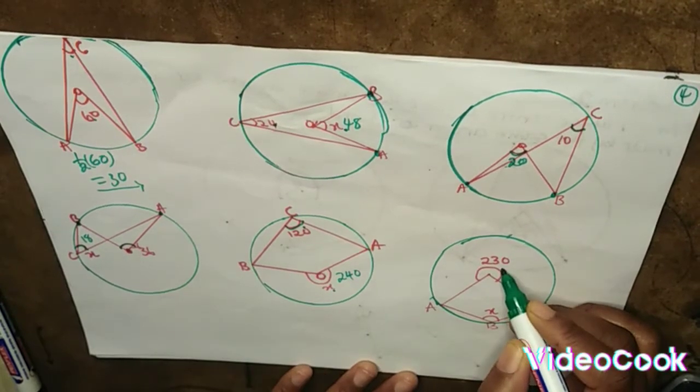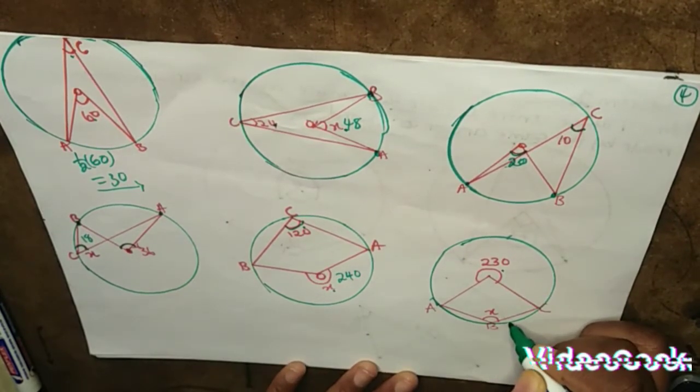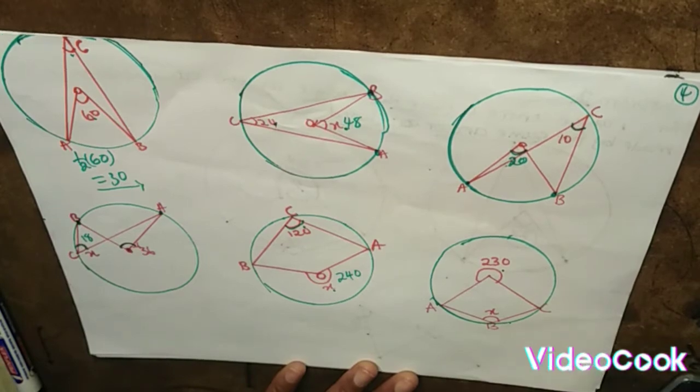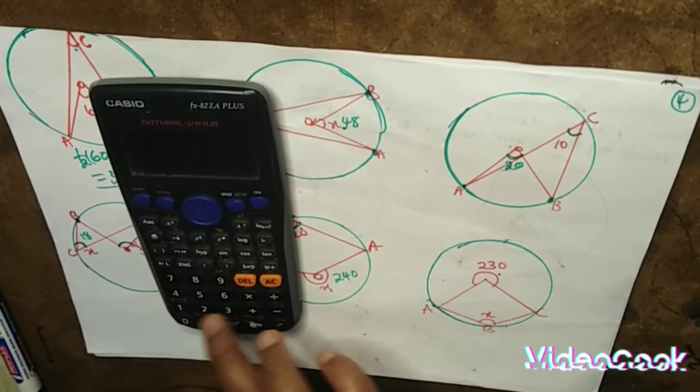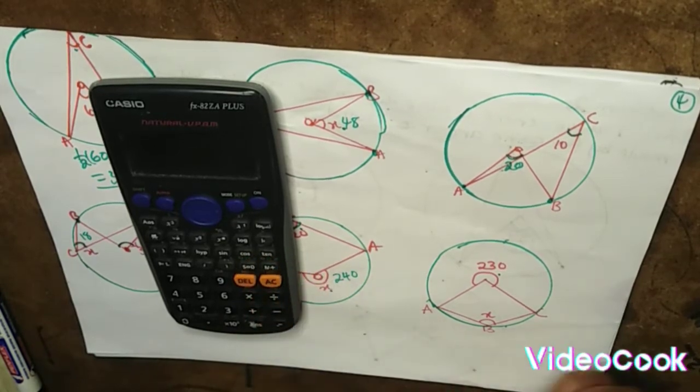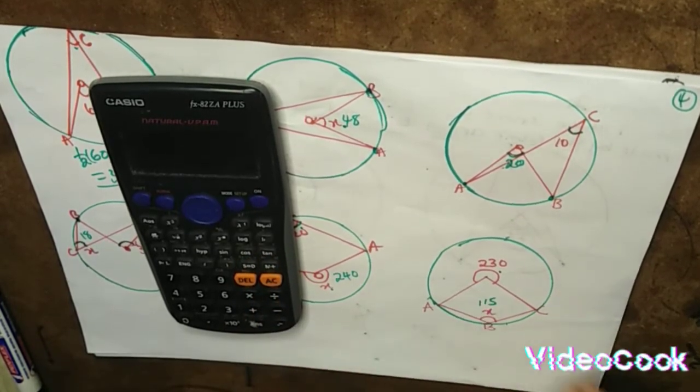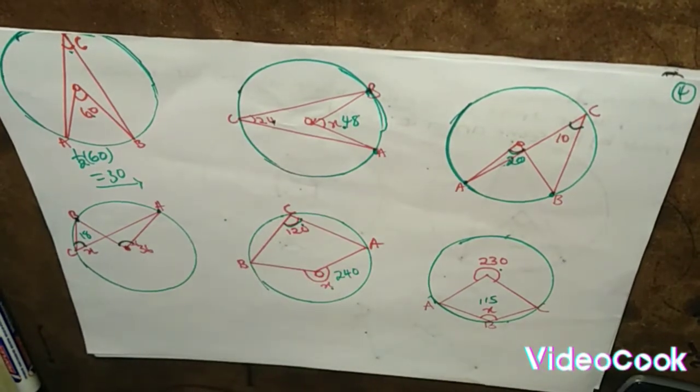I'm having a 230 there. What's the value for X? It's going to be half of what? 230. Let me punch that. 230 divided by 2. What are we getting? 115. So in other terms, our value for X, it's 115.